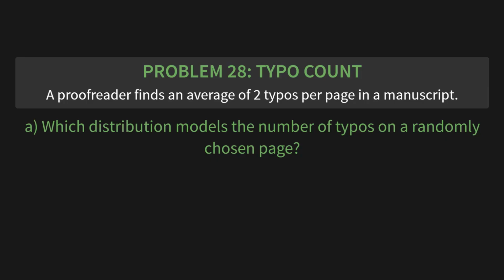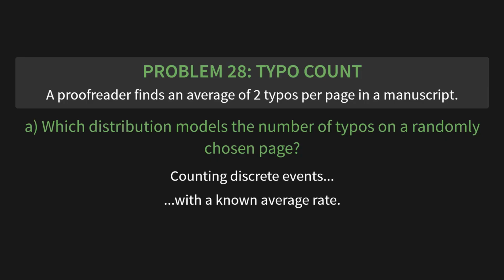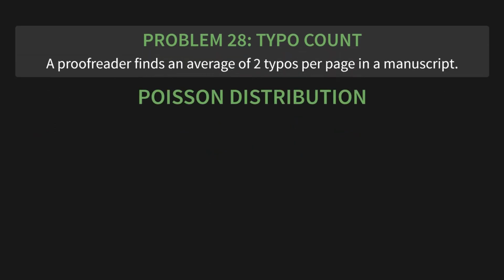Problem 28. Typo count. A proofreader finds an average of 2 typos per page in a manuscript. Part A. Which distribution models the number of typos on a randomly chosen page? We're counting discrete events with a known average rate. Sound familiar? It's the Poisson distribution.